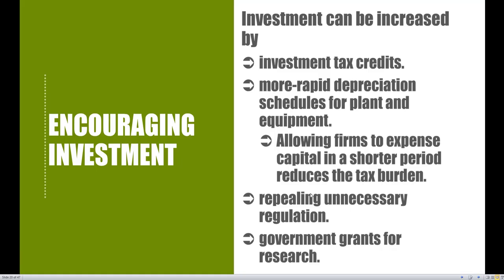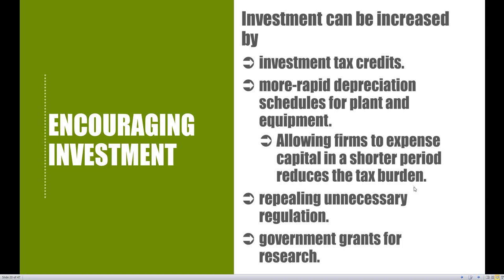Other things the government can do to induce investment is, number two, repeal unnecessary regulation. Remember, firms, corporations, they do not like regulation. It increases the cost. So if the costs of operation are going to be lower with less regulation, they can encourage more investment that way. And then finally here, government grants for research. So the government themselves may actually finance a lot of research and sort of technology. So it's basically by giving firms and corporations money to research a particular sort of idea or particular policy that can induce even more investment as well.